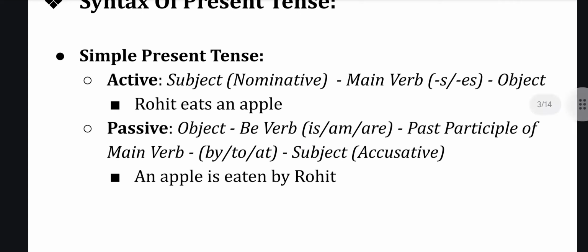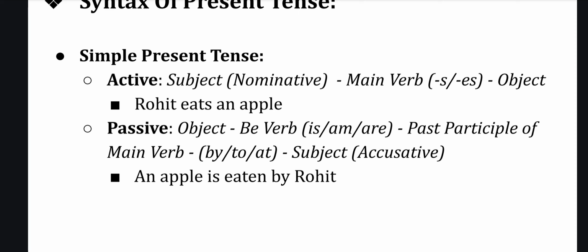So, here in active mode, you have to write subject. I will tell what is nominative. I will tell that later. First, you need to write subject, then the main verb. The main verb sometimes comes with an s or es based on the subject, then the object. So, subject, then the verb, then the object. That is the active mode of writing in simple present tense.